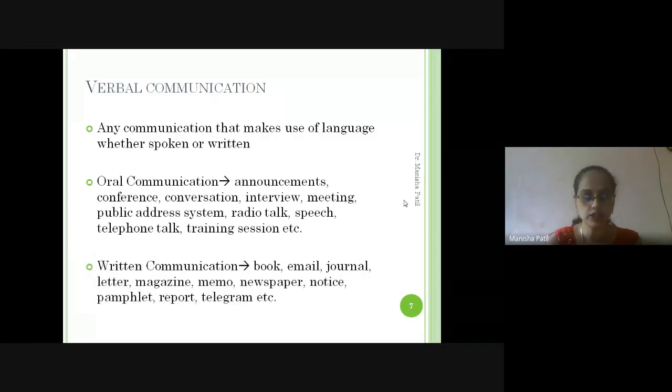Written communication consists of book, email, journal, letter, magazine, memo, newspaper, notice, pamphlet, report, telegram, etc. Simple enough.